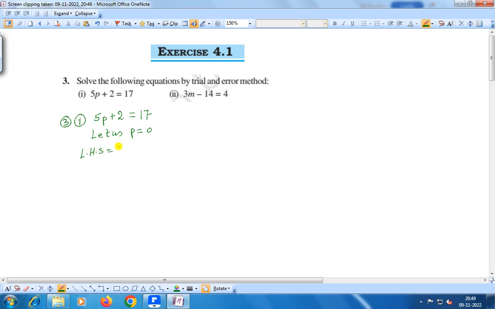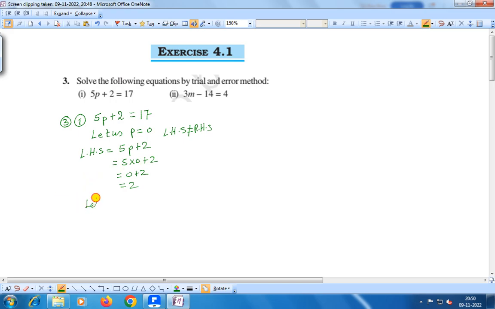is equal to 5p plus 2, that is 5 into 0 plus 2, that is 0 plus 2 is equal to 2. But right hand side is 17. Therefore left hand side is not equal to right hand side. Therefore it is not a solution of the equation. Now let us try another number.